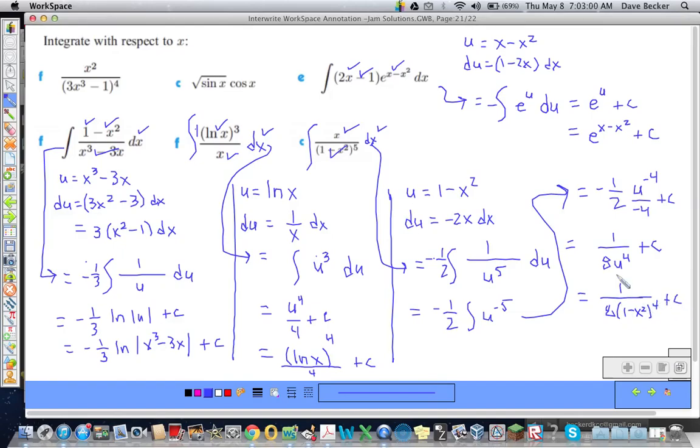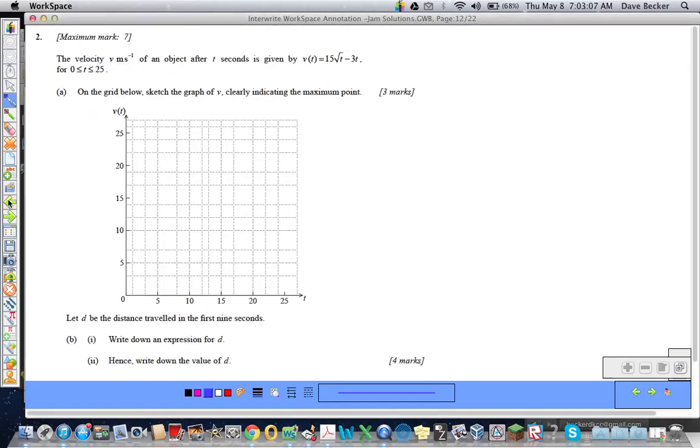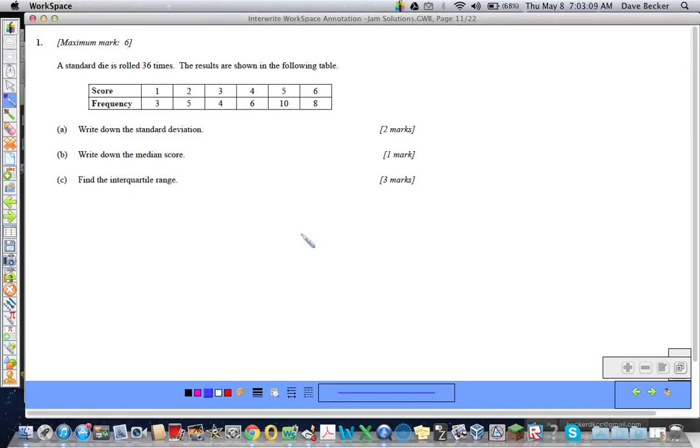Done with the integration. All right, let us go to the last one of the exam, Jan 7, which is number 1. A standard die is rolled 36 times. The results are shown in the following table. So we have a score of 1 through 6, and my frequencies are 3, 5, 4, 6, 10, and 8. Okay. Write down standard deviation.